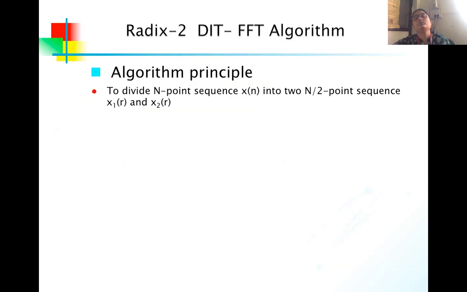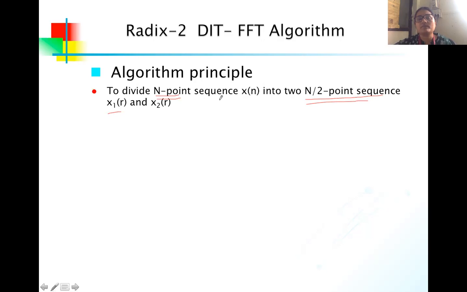So how is this algorithm working? This is an n point sequence. As you have seen, a 16 point sequence, or here we can take it in general. Let us consider an n point input sequence x of n. Now this is going to be divided into half and half, or n by 2 point sequences.